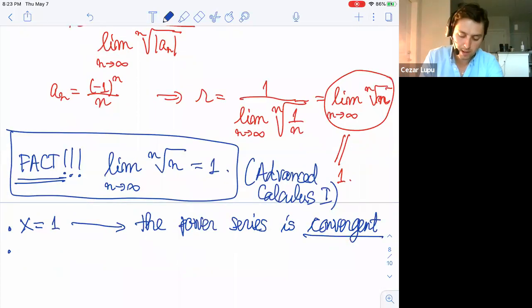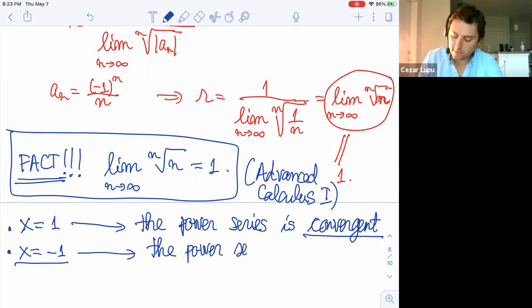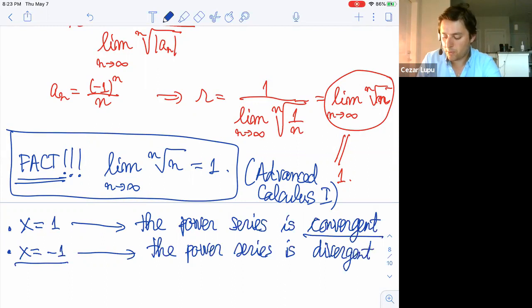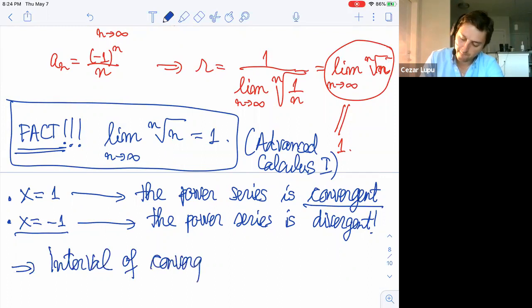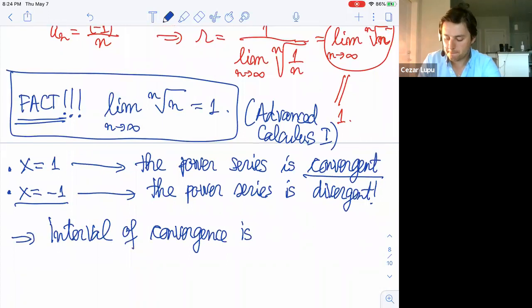And at x equals -1, the power series is not convergent, it is divergent. So putting all this together, the interval of convergence will usually be negative R to R. In our case, it is -1 to 1. So the interval of convergence would be -1 and 1, closed interval.